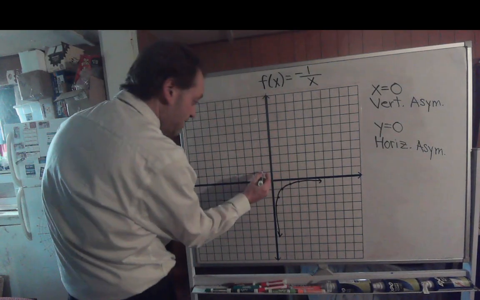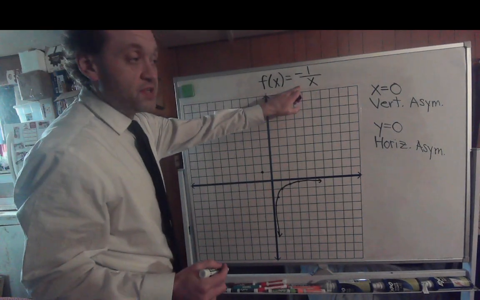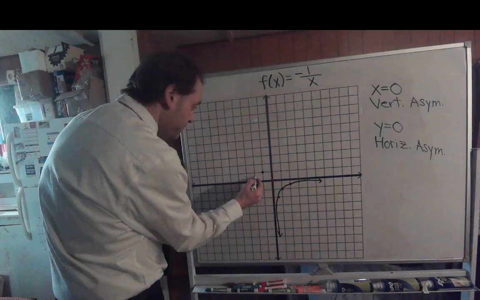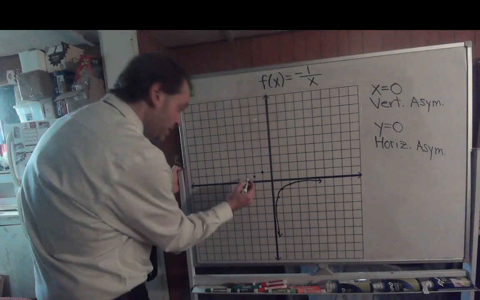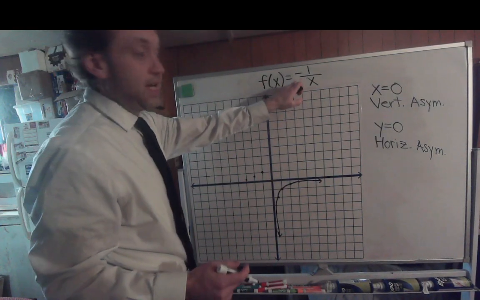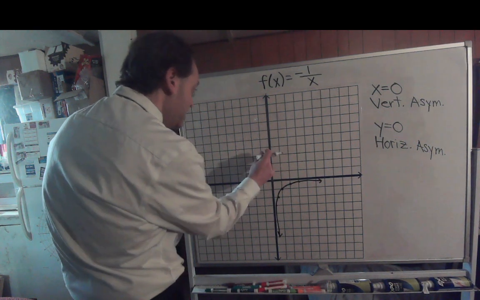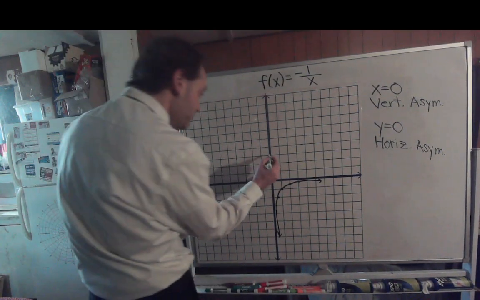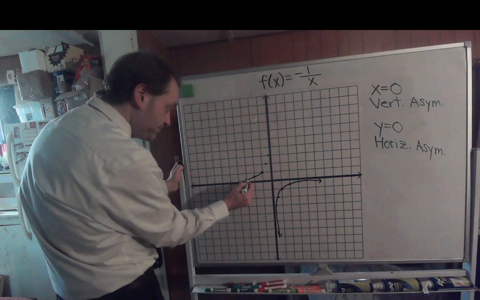So what about when x equals negative 1? You would actually get a y value of positive 1. Now what about when x equals negative 2? You would get a y value of 1/2. What about when x equals negative 3? You would get a y value of positive 1/3. Okay. Now what about when x equals negative 1/2? You would get a y value of positive 2. And then if x equals negative 1/3, you would get a positive y value of 3. So let's go ahead and draw this branch out.